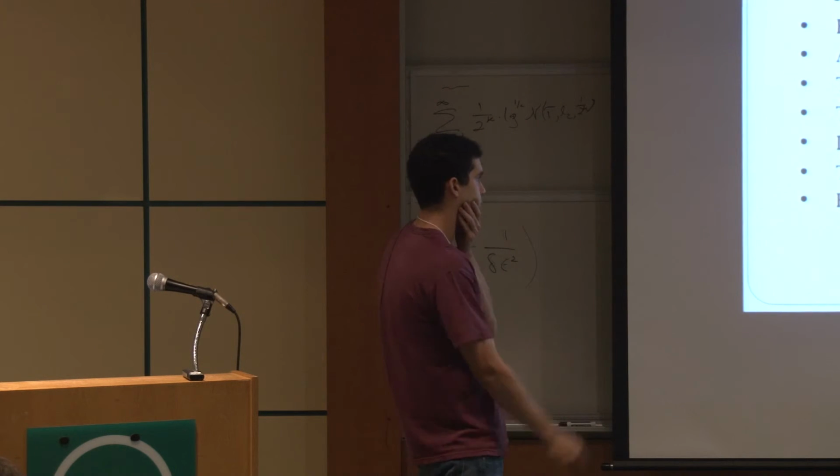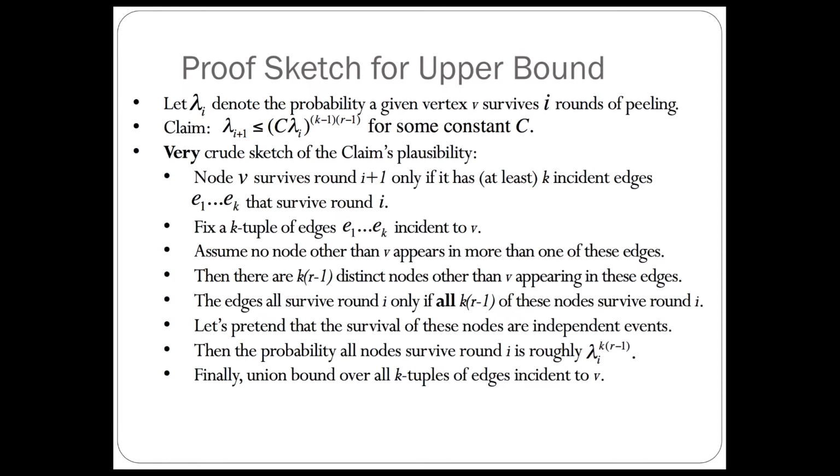Note that any node v survives round i+1 of peeling only if it has at least k incident edges in round i. That's just the definition of peeling. So call these edges e_1 to e_k, and let's just fix one of them, because in this crude sketch, we can ultimately union bound over all of these if there are multiple k-tuples of edges incident to it. So fix this k-tuple, and let's assume that no node other than v appears in more than one of these edges.